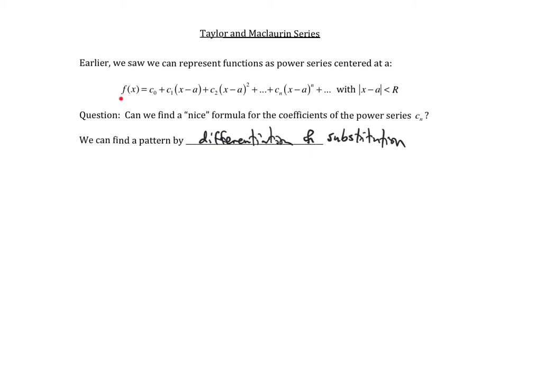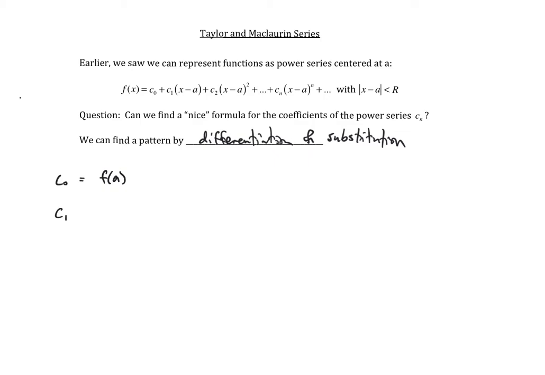If we look at this power series for f of x, and let's say I just want to find the C0 coefficient. There's an easy way I can find C0. Okay? So how can I find C0? Well, notice that if I substitute an a in for x, then all these x minus a's are going to equal 0. So by substituting a into f, we're going to get C0.